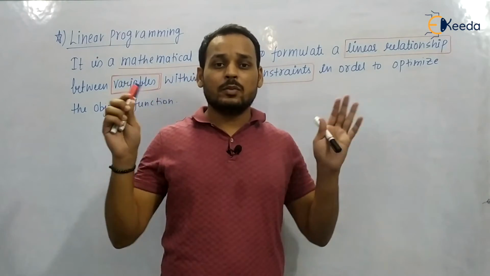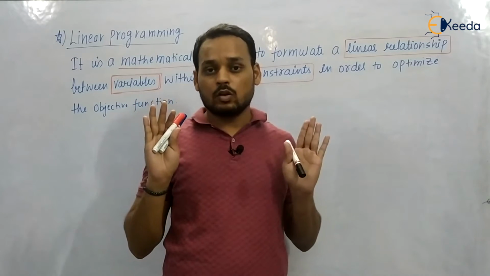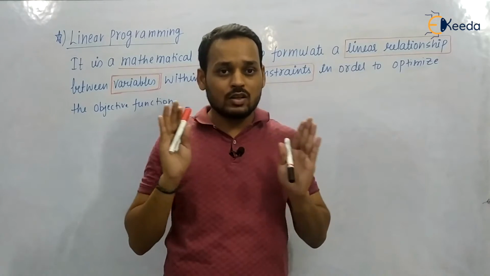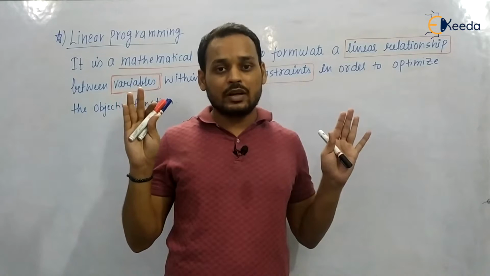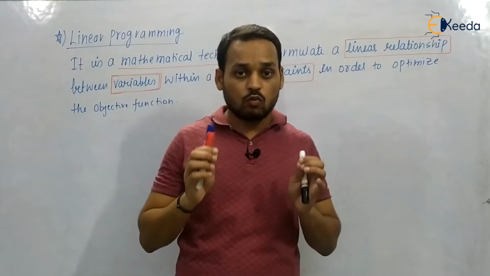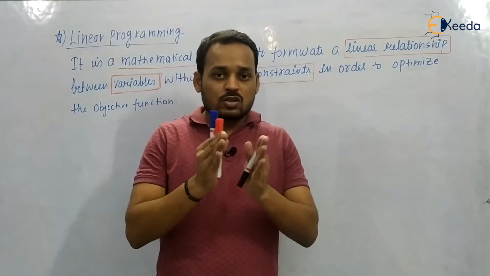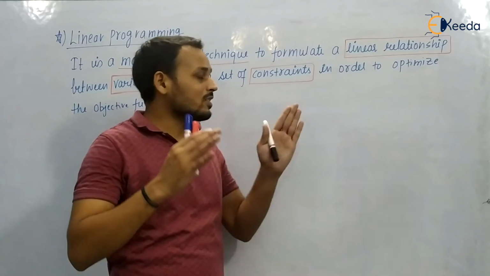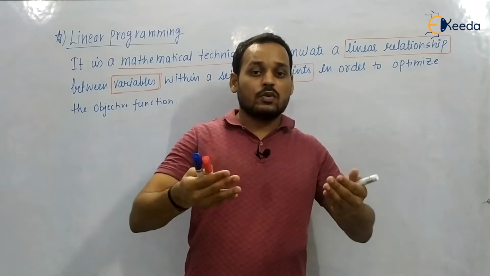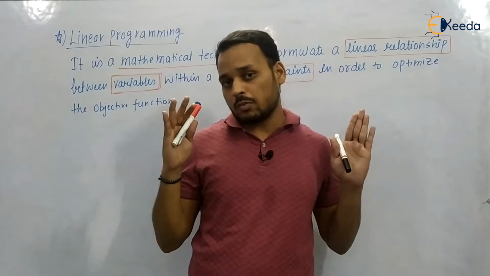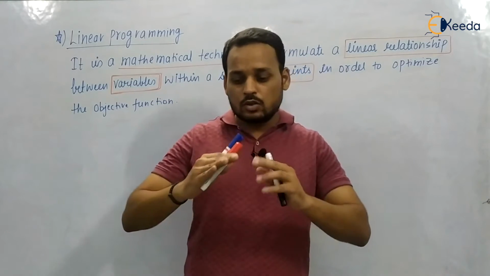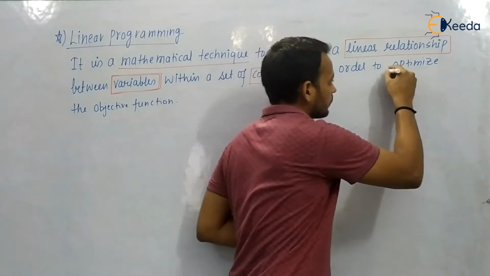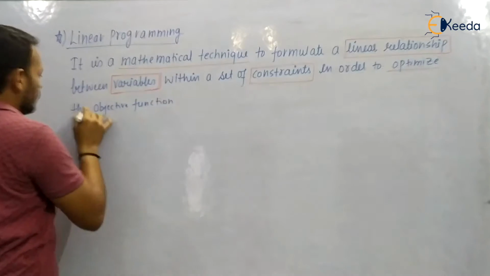Resources are not unlimited, so you have to use them wisely. You cannot simply use them without limit. It means you have to follow some rules and not cross the boundary. So these constraints are the boundaries within which you have to solve your linear programming, which you do not have to cross, in order to optimize the objective function.